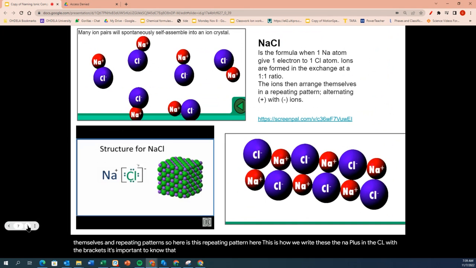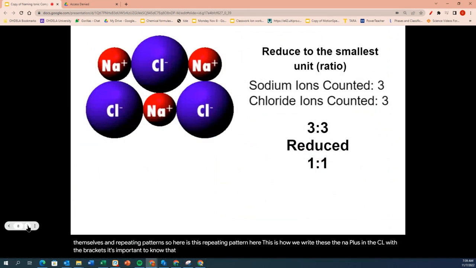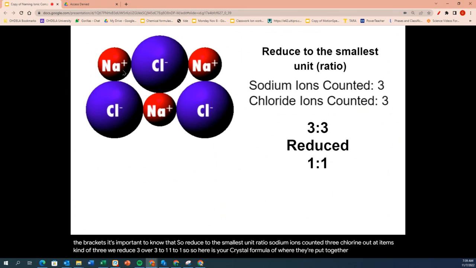When we're talking about the structure, it's reduced to the smallest unit ratio. Sodium ions counted 3, chlorine atoms counted 3. We reduce 3 over 3 to 1-to-1. So here is your crystal formula of where they're put together. So we have Na and Cl repeated. So we use this NaCl ratio of 1-to-1 instead of 3-to-3.